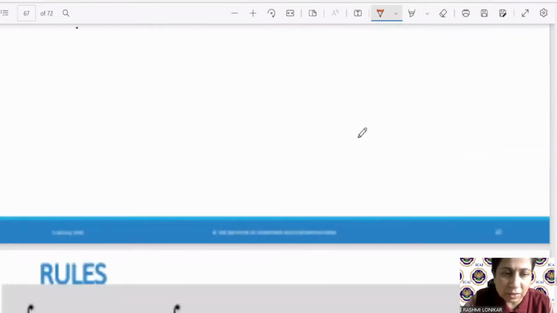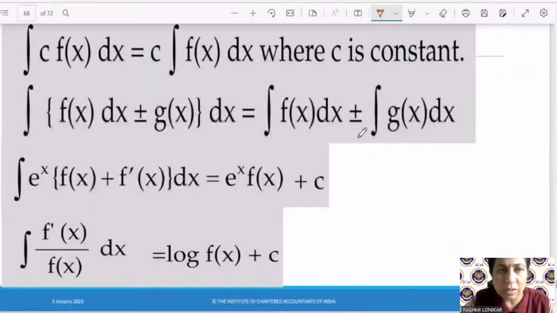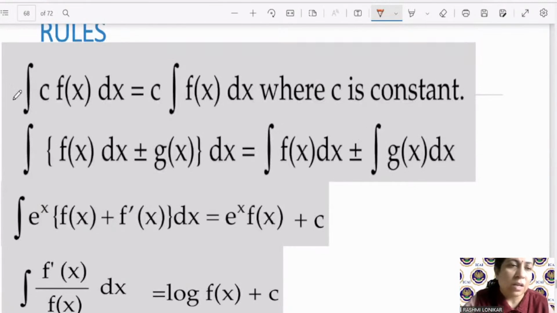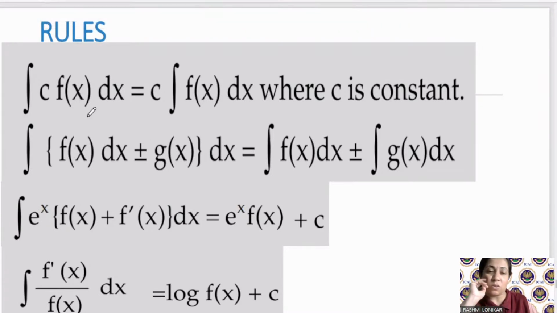Then we have taken these 3 sums. There is this rule that the integral of a constant times the function: we take the constant outside the integral and it gives you the integral of f(x) dx. If I have addition or subtraction of two functions and I have to find the integration, it is equal to the integration of the first function plus or minus the integration of the second function.